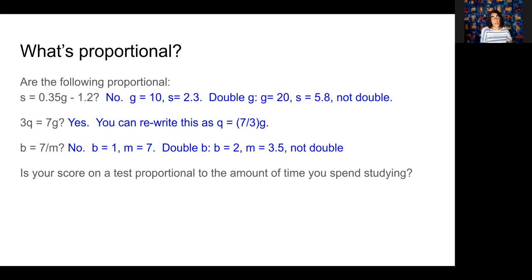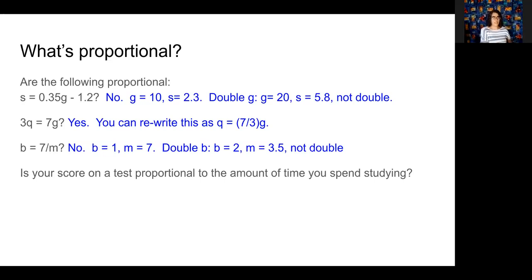And the last one, B is equal to 7 divided by M. Those are not proportional. Again, the simplest way to see that is plugging in. If M is 1, you get B is equal to 7. But if you double M to 2, B becomes 3.5. It certainly does not double to 14. So those are not proportional relationships.